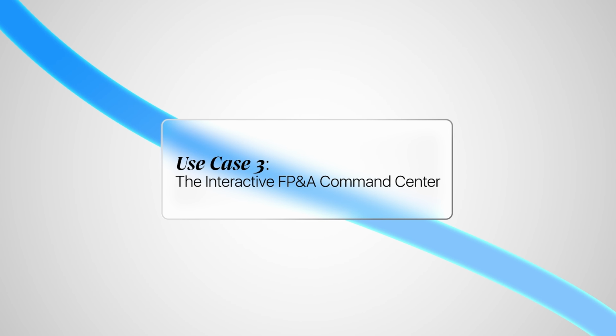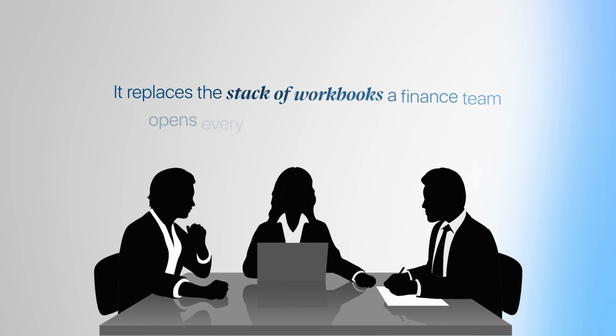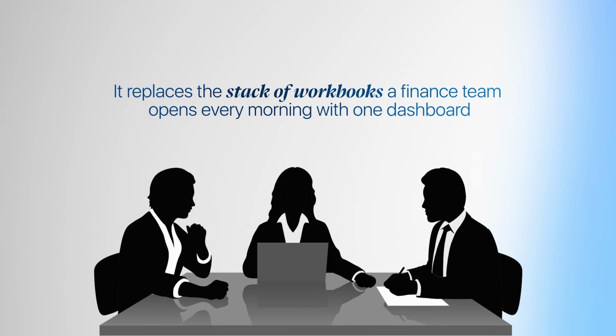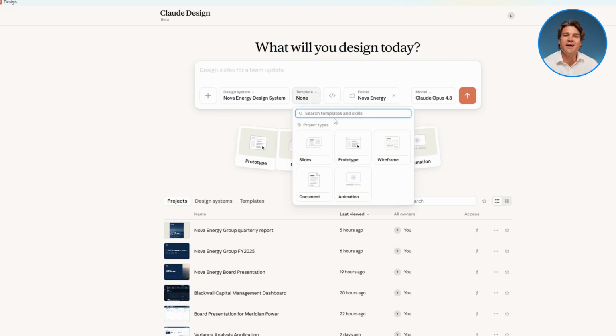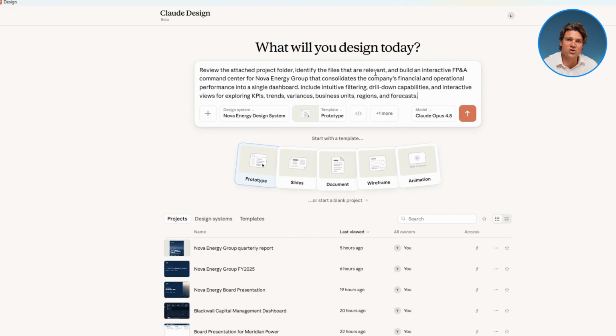Now, those are the two static deliverables. The next two are live applications. Use case 3, the interactive FP&A command center. The third build is an interactive FP&A command center. It replaces the stack of workbooks the finance team opens every morning with one single dashboard. Same folder and design system, but this time I choose the prototype template and ask for a command center that consolidates the company's financial and operational performance with filtering, drill down, and interactive views.